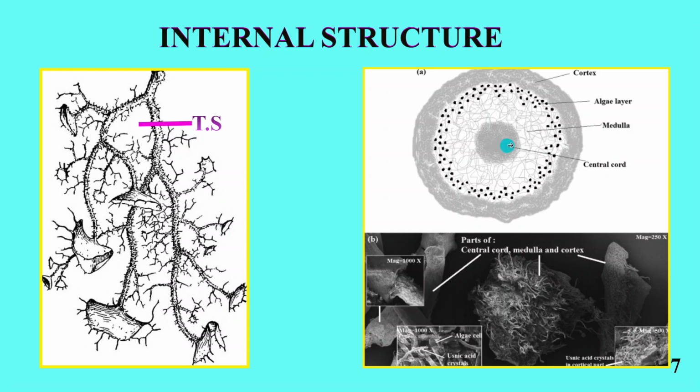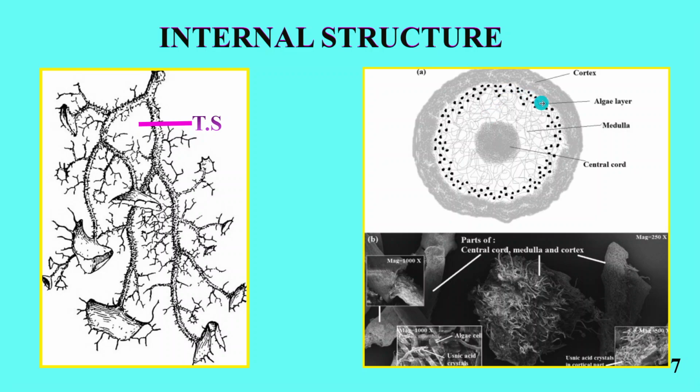And now you have the second region which we call the medulla. Surrounding this central core is a region, the medulla. This layer consists of loosely interwoven fungal hyphae with large air spaces between them. Its primary function is to act as a sponge, absorbing and holding water. Not just that, it also facilitates the exchange of gases.